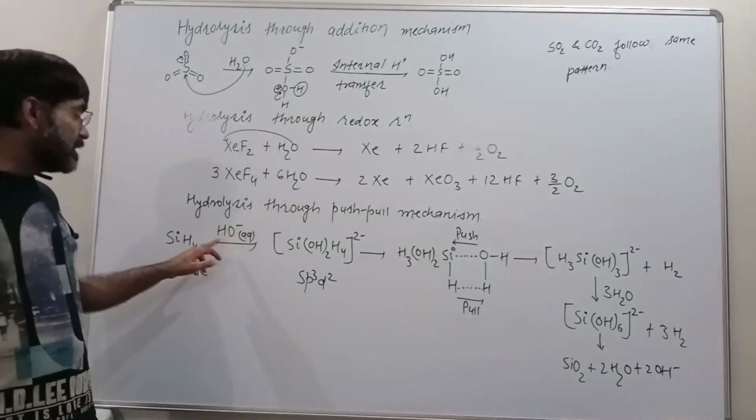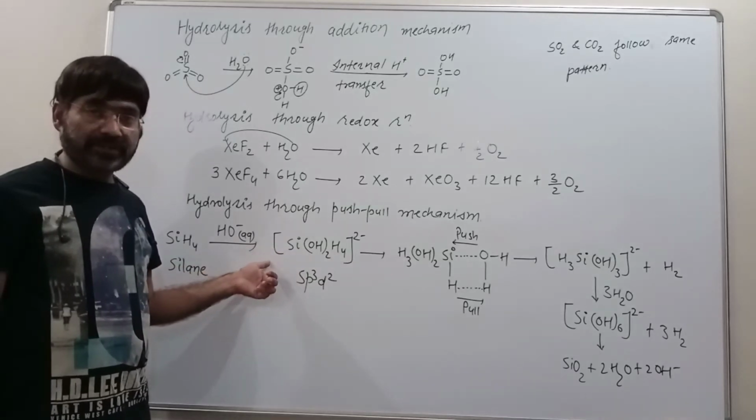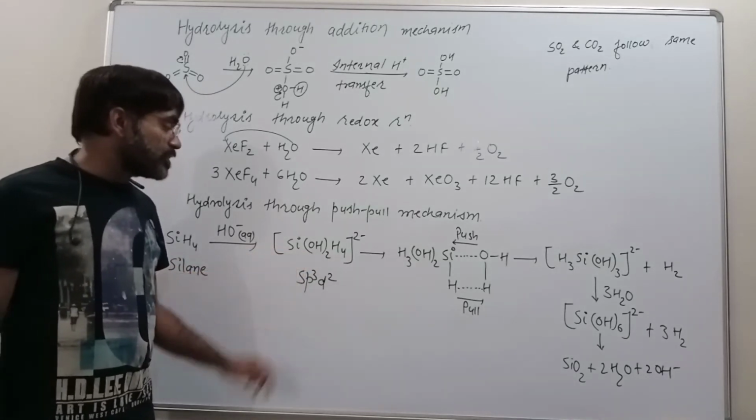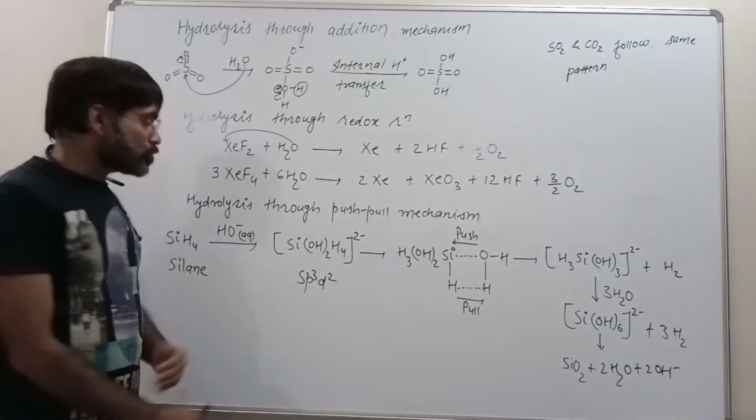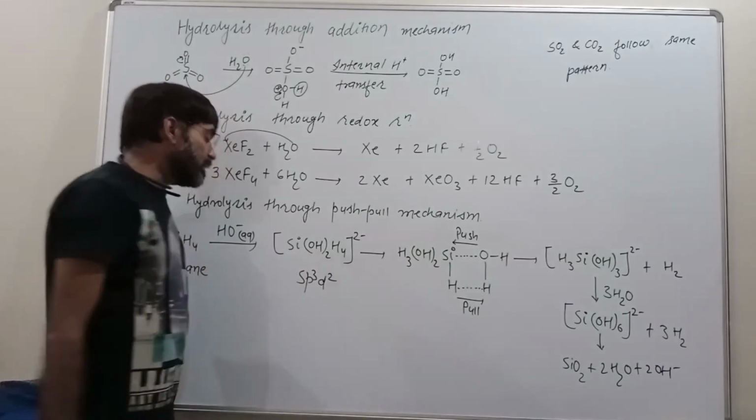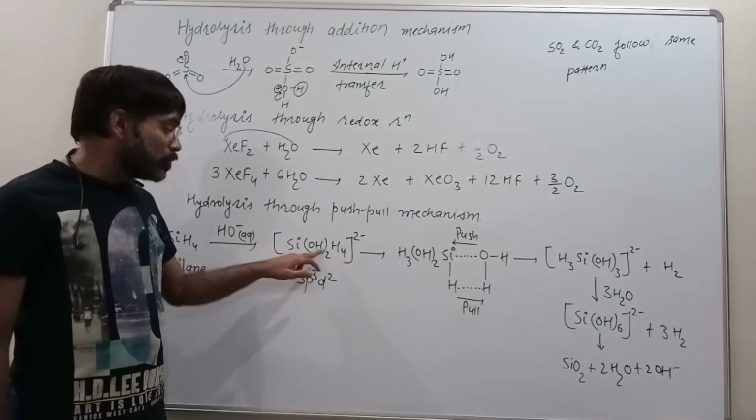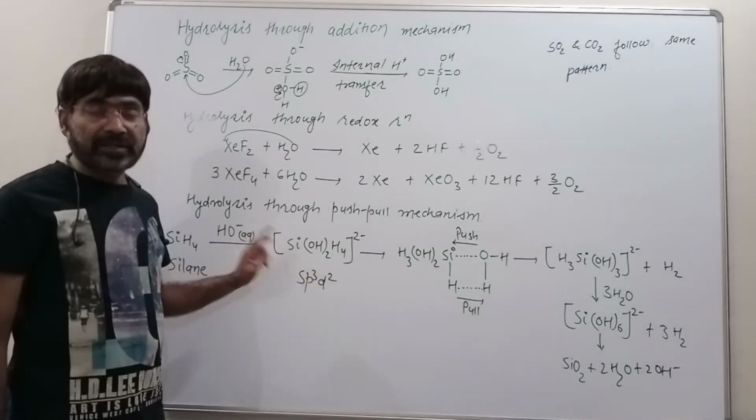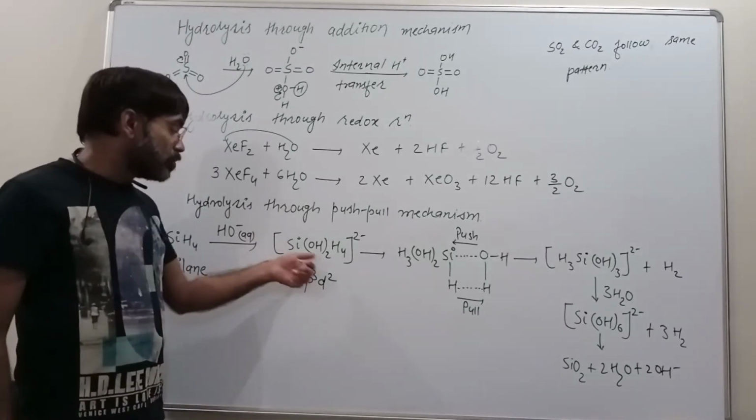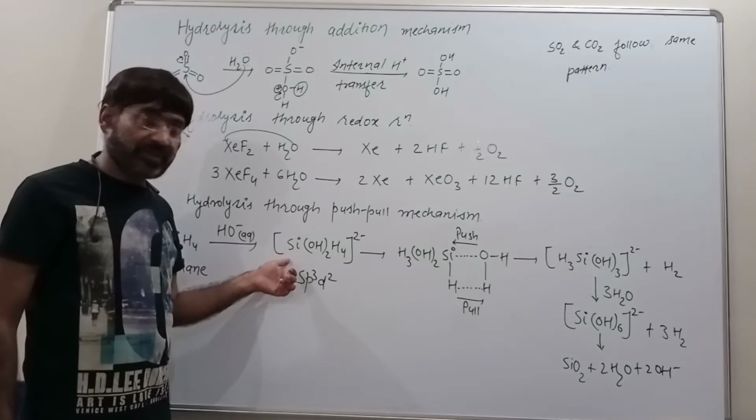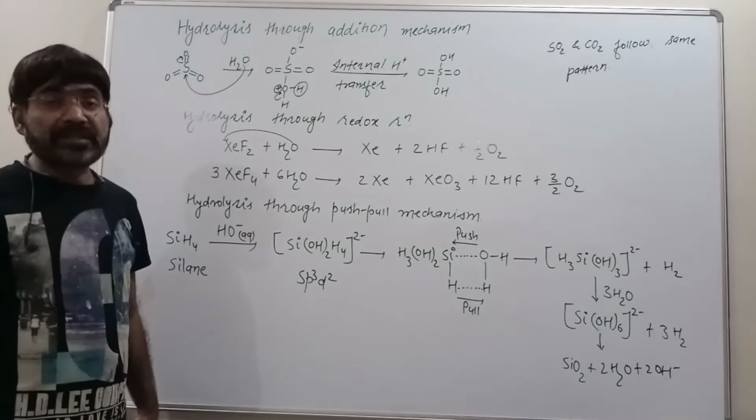Clear? This alkali is forming a complex compound with silicon initially. Silicon shares the electron pair of OH negative in its d orbital. So a complex is formed in which the coordination number of silicon is 6. It was containing 4 hydrogens already. Now 2 OH negative ions are connected to silicon. So silicon is connecting to 6 different atoms and groups. So the coordination number of silicon is 6. To have this 6 coordination number, it is utilizing 2 of its d orbitals also.